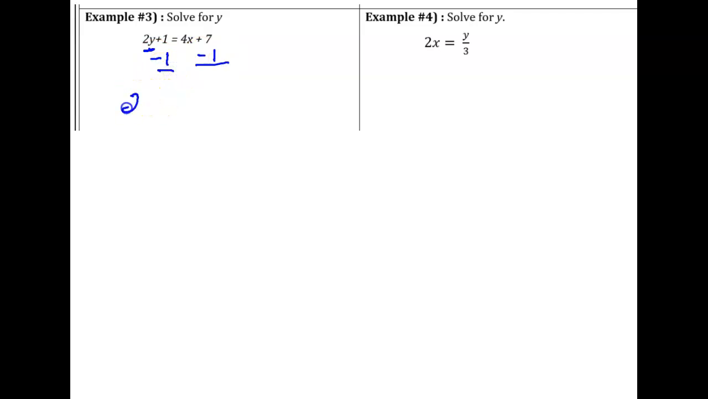When I do that, I end up with 2y is equal to 4x. But now my 1 is a like term with the constant 7. So 7 minus 1 is 6. Okay, and now I've got 2y is equal to 4x plus 6.